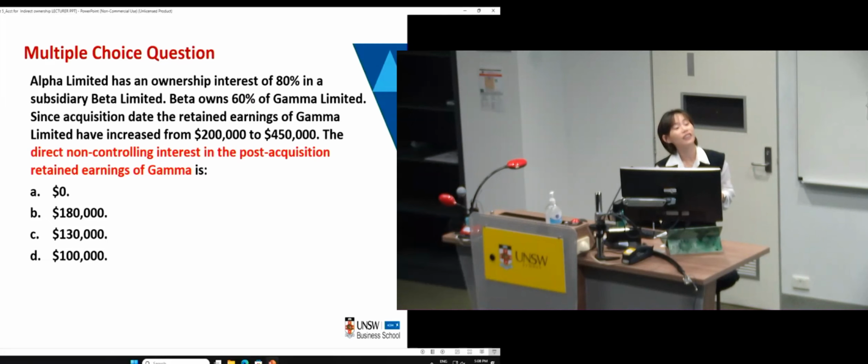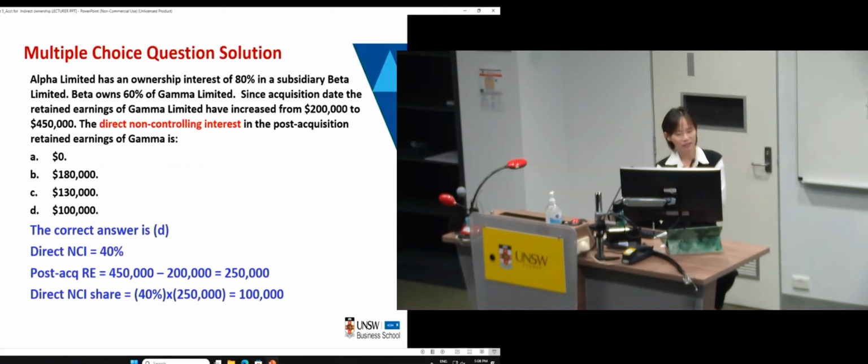Now let's have a look at which one is right. And why C is not the right answer. Now let's start with NCI in Gamma. So how to find NCI in Gamma? Beta owns 60% in Gamma, right? 1 minus 60%, very good. So NCI in Gamma is 40%. And now let's find out the NCI interest in the post-acquisition. Now I believe when you choose C, you're using 40% multiplied by 400, is that right? Oh, more than that, sorry. So how do you get C?